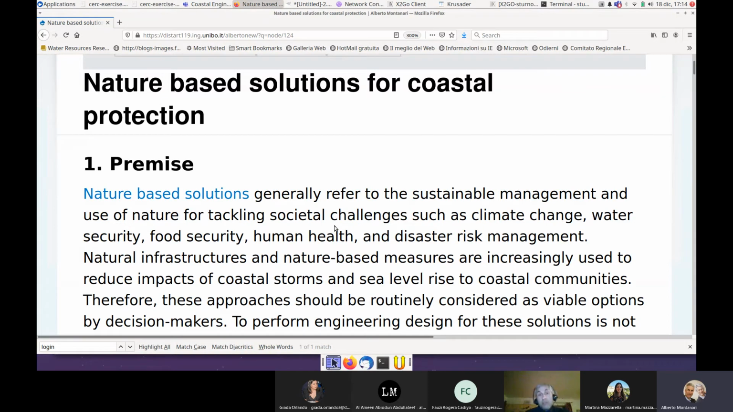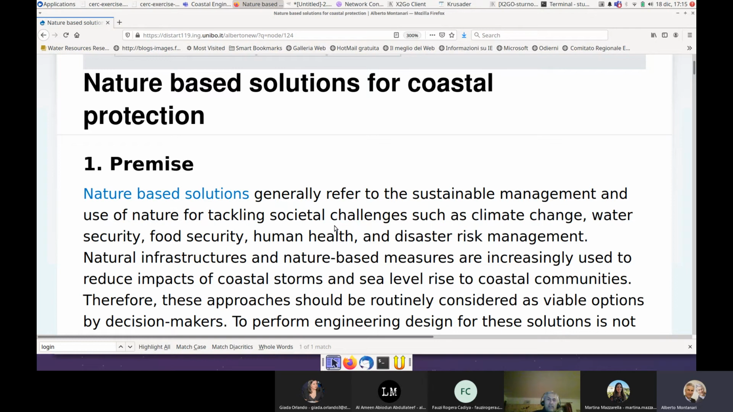The problem of nature-based solution is they are very attractive. They are an interesting option. The problem is that to size them, to design them, it's not easy. It's not easy because they are distributed solutions. For instance, let me make an example. If you think of an infrastructural solution like a dam, an artificial reservoir, it's very clear how much water you can store there. It's very clear what is water availability.